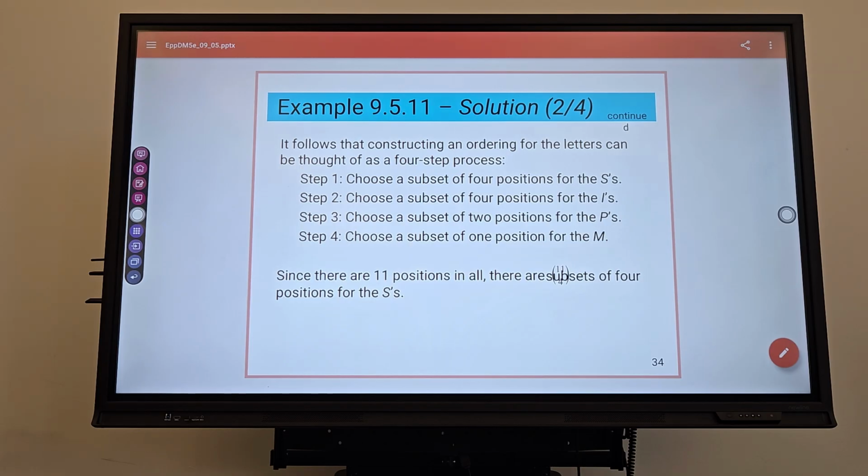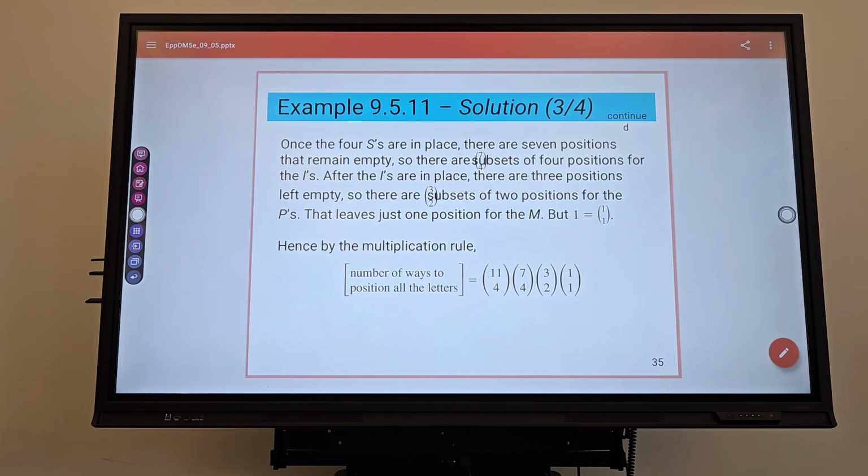Since there are 11 positions in all, there are 11 choose 4 subsets of 4 positions for the S's. Once the 4 S's are in place, there are 7 positions that remain empty, so there are 7 choose 4 subsets of 4 positions for the I's. After the I's are in place, there are 3 positions left empty, so there are 3 choose 2 subsets of 2 positions for the P's, and that leaves just 1 position for the M, which is 1 choose 1.